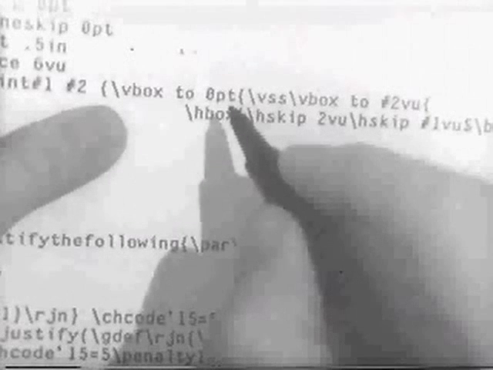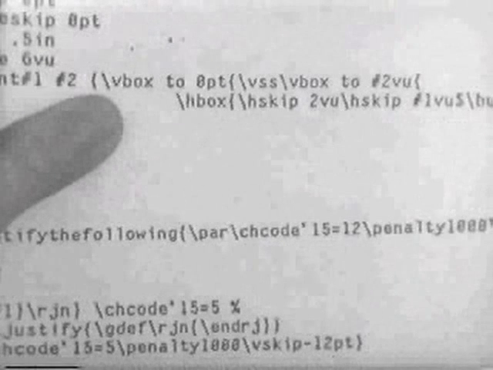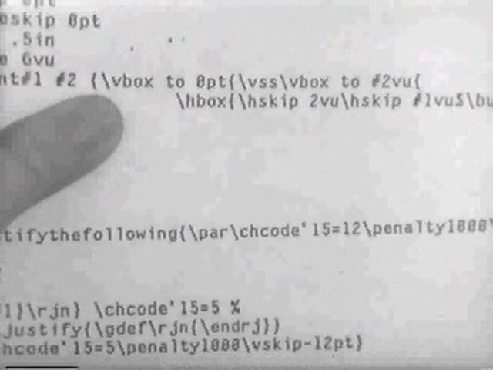Then the main thing was to make a V box 0 points high and 0 points deep. That's both necessary. So I'm going to get it 0 points high. And do I have it 0 points deep? I better. I hope so. Otherwise it won't work. Let's check it. Okay, 0 points high anyway.